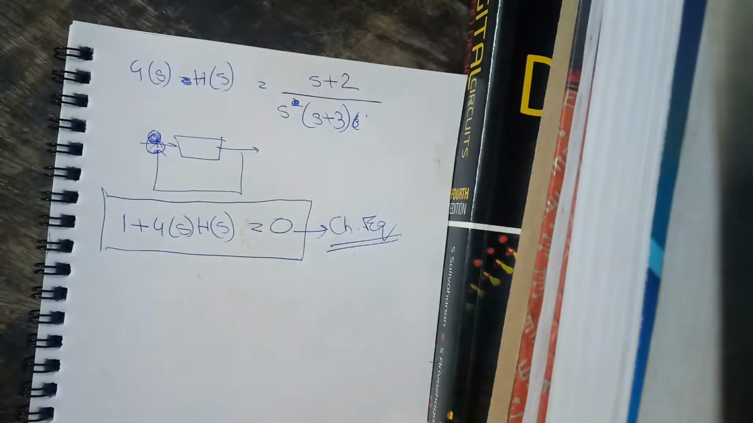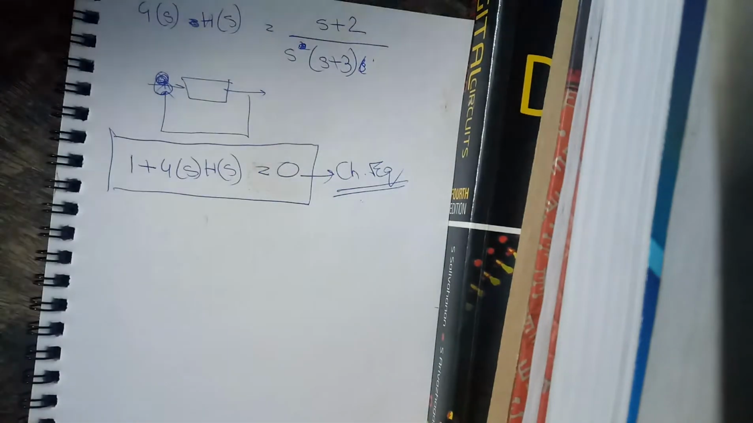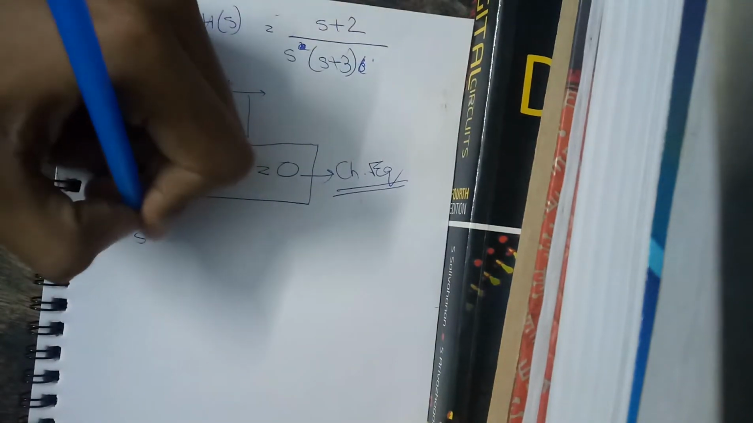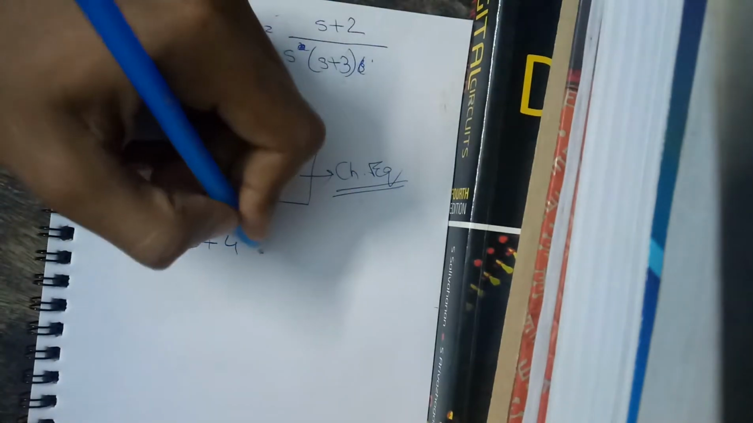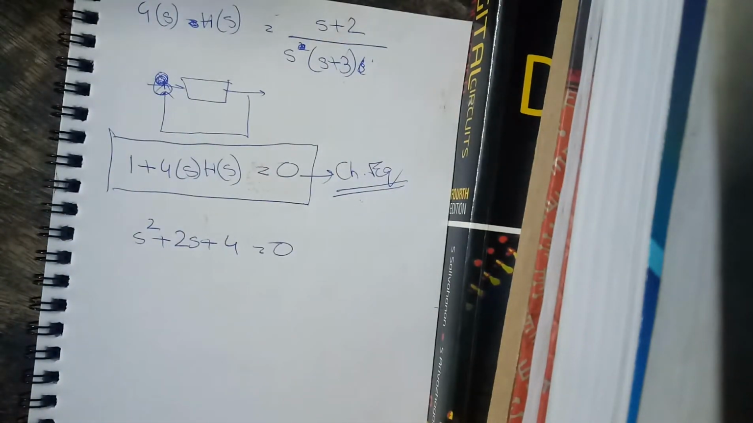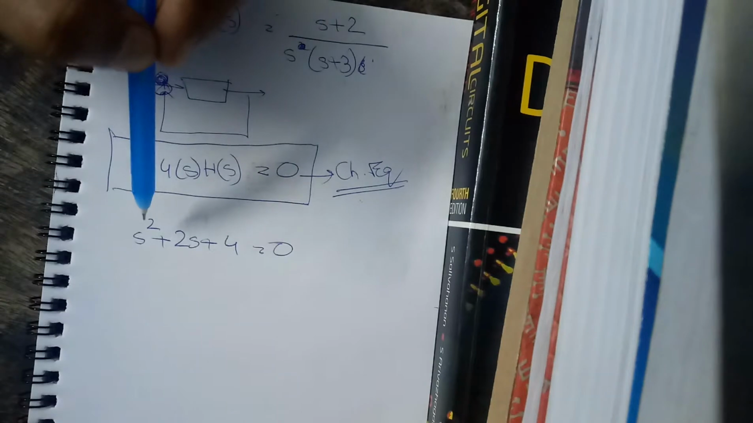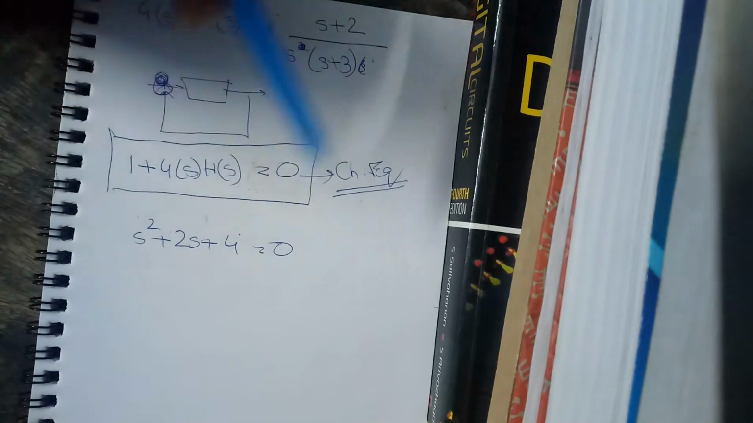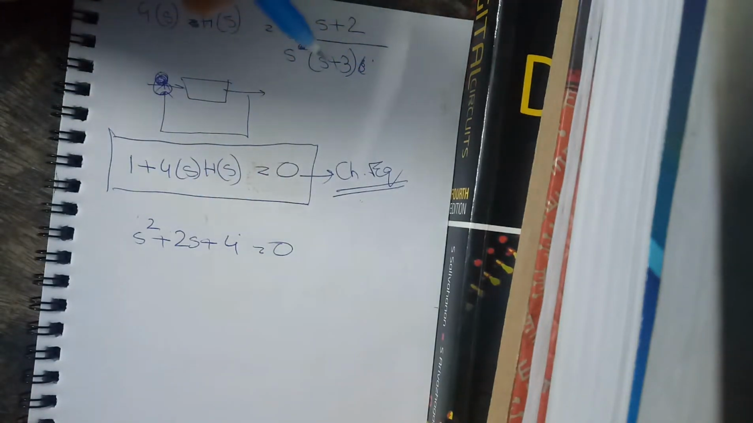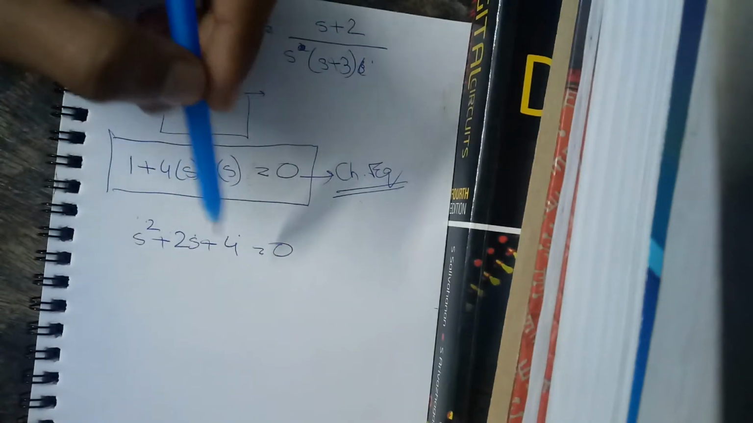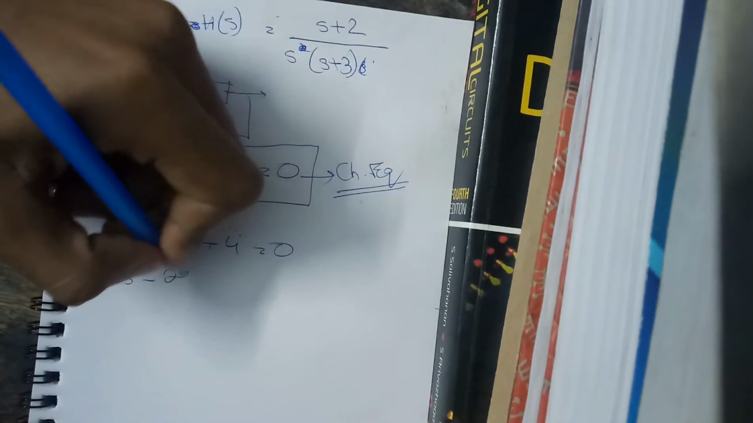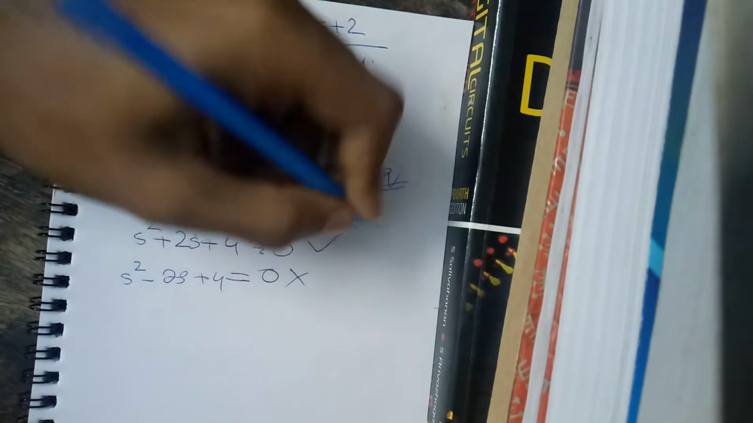Now, the first one was Routh's criteria. Routh's criteria was saying that if we have the characteristic equation, say s square plus 2s plus 4 equal to 0, we can predict whether the system is stable or unstable directly by looking at it. That is, we can say that this system will be stable because it has all the powers of S. That is, the first criteria was that the system should have all powers of S and with the same sign. If we get s square minus 2s plus 4 equal to 0, that's not a stable system. This is a stable system.